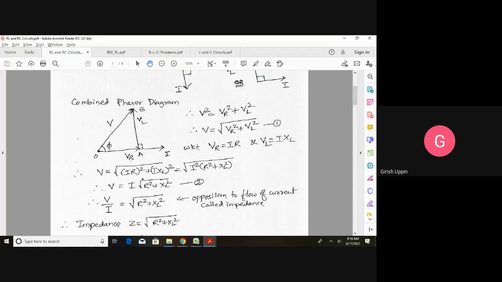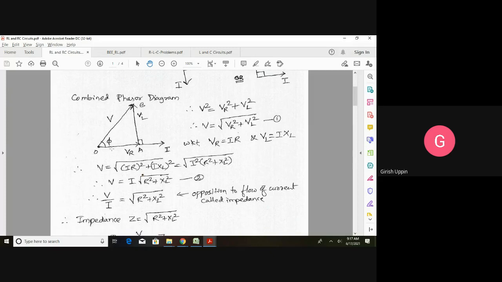Now we have both R and L. Depending upon the value of R and L, the angle will depend. If resistance is very high, then the angle will tend towards 0. If inductance is very high, the angle will tend towards 90 degrees. So this angle will be between 0 and 90 degrees. If it is a pure resistance, angle is 0. If it is pure inductance, it is 90 degrees. If it is in between, then the value of phi would be between 0 and 90 degrees.